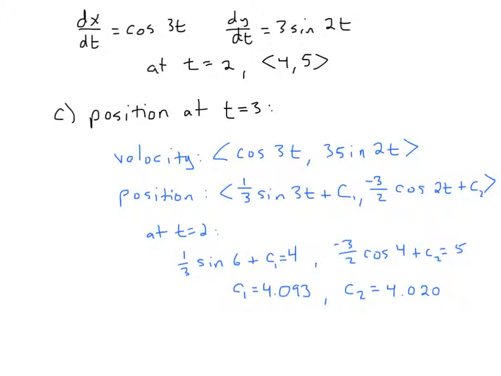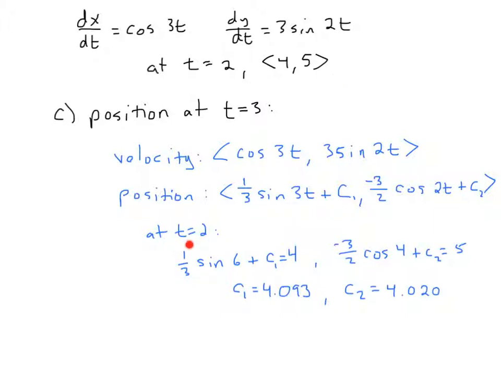So we need the position vector, which means we need to take the integral of the velocity vector. So if we take the integral, we just do each part. So this is the integral of cosine of 3t, and this is the integral of 3 sine of 2t. And then they told us at t equals 2, our position vector is (4, 5).